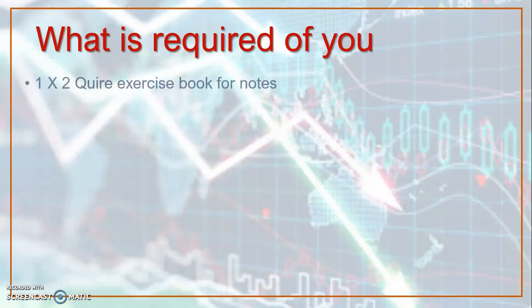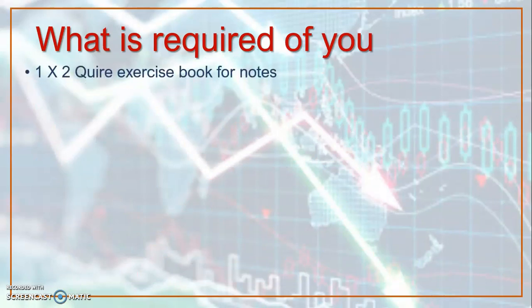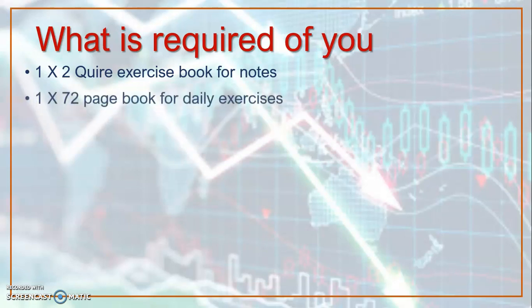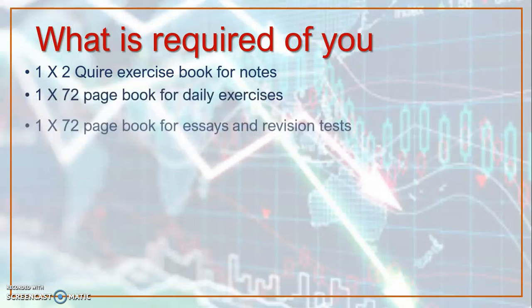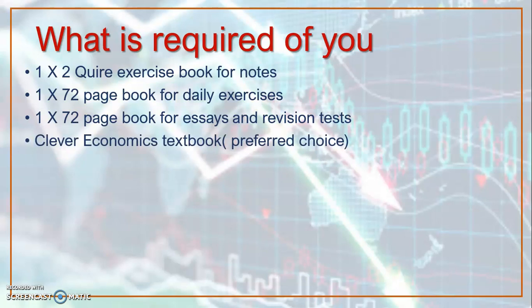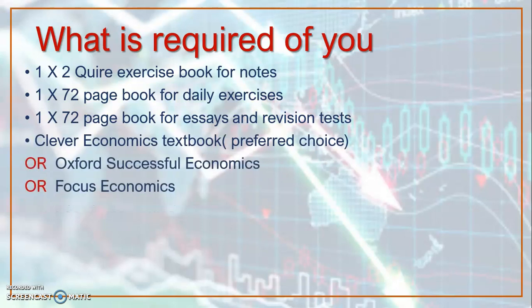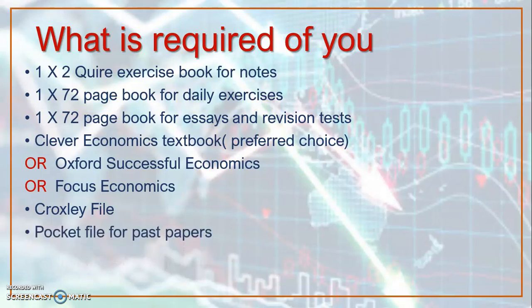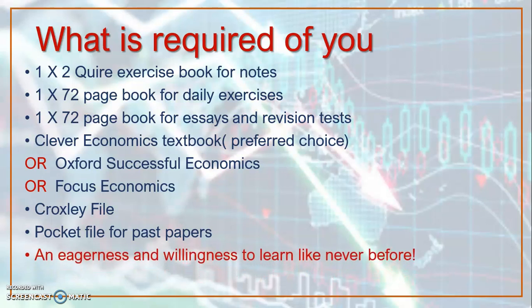Now, what do I require from you guys? I need a 2-quire exercise book for notes, covered properly in a khaki cover and a plastic cover. I need a 72 page book for daily exercises. I need a 72 page book for essays and revision tests. I also need a textbook. Remember, I said any one of the three. I need a Croxley file with dividers inside. Brand new dividers, please don't recycle dividers. I need a pocket file where you are going to put your past exam papers, and I need an eagerness and a willingness to learn like never before.